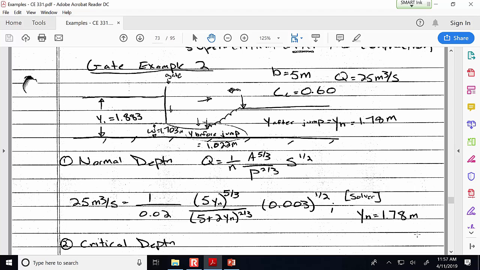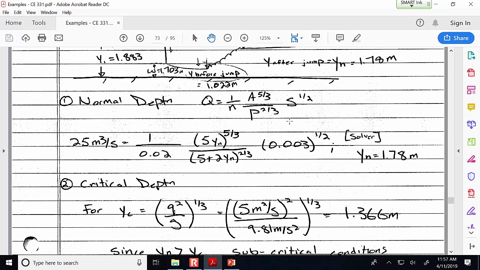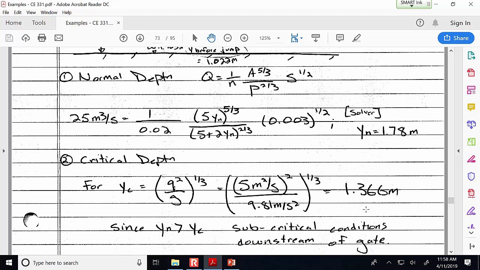Okay, good. So that's our normal depth, and what we want to ask is, downstream is it subcritical conditions? Because if it's not subcritical conditions downstream, then there's not going to be a hydraulic jump. We'll be really disappointed if there's no hydraulic jump, because they're fun to look at. So the critical depth, if we compare the flow per unit width and the g to the 1/3 power, the critical depth is 1.366. And so that means that the depth downstream is greater than the critical depth, and therefore a hydraulic jump is supported.